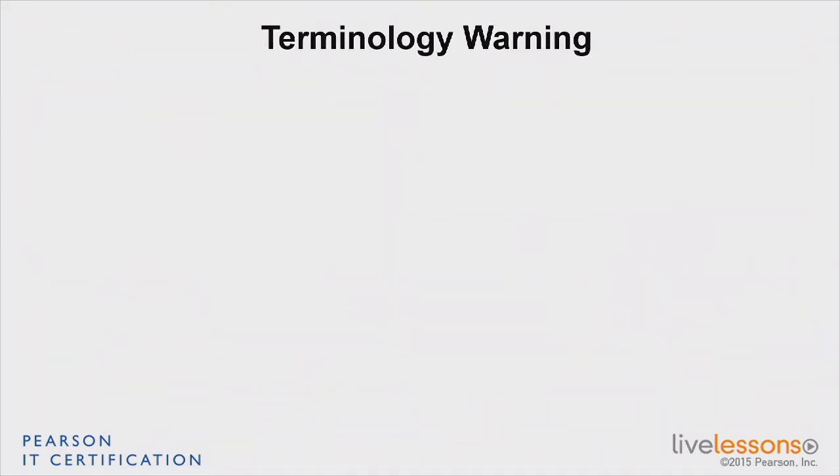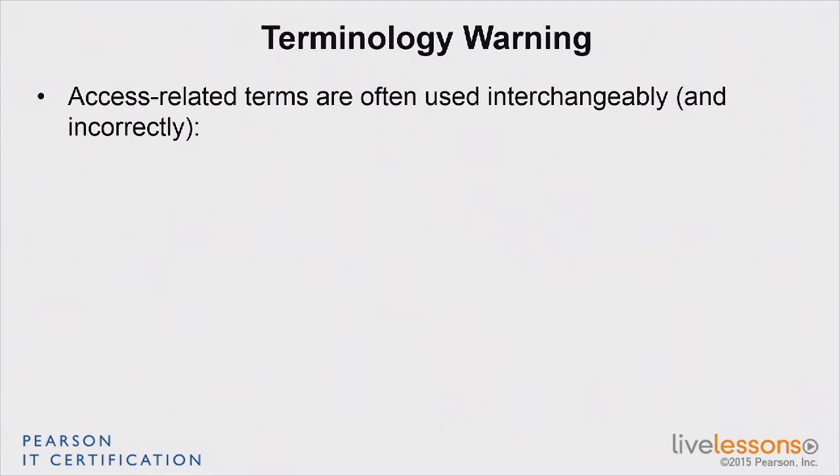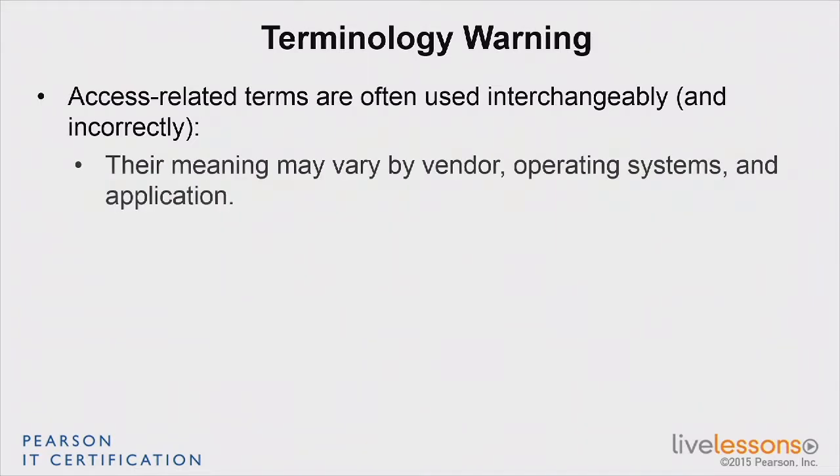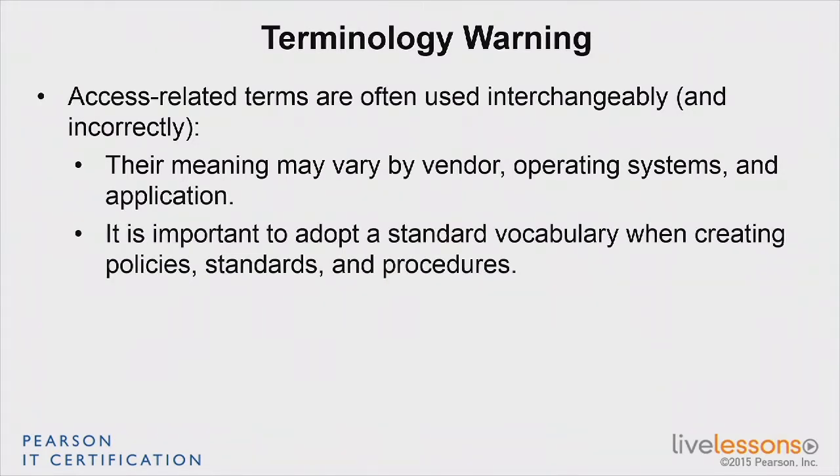But I do want to give you a terminology warning that access-related terms, the ones we just looked at, are often used sort of interchangeably and incorrectly, and their meaning may vary by vendor, by operating system, and by application. So it's really important inside your organization that you adopt a standard vocabulary when you're creating policy, standards, and procedures. Particularly when we start talking about rights and permissions and privilege, you come up with a standard meaning, you publish that meaning, and that standard vocabulary is what you use throughout all of your governance documents. So let's start going through them.